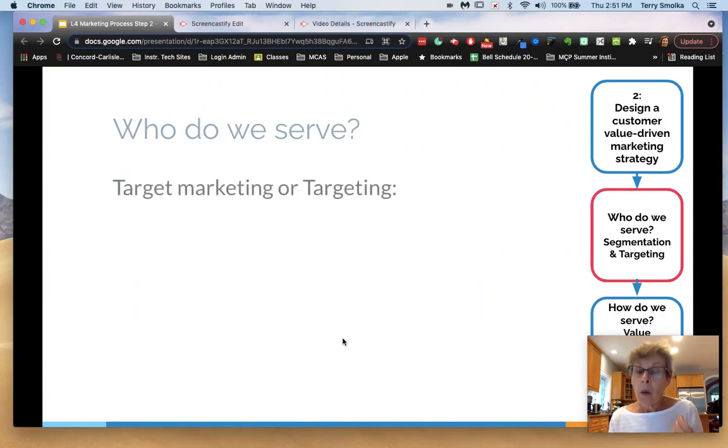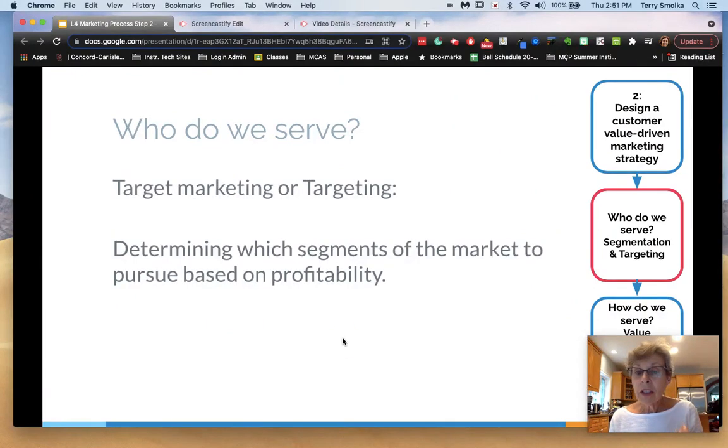So when we talk about target marketing, or targeting, that's simply determining which segments of the market to pursue based on profitability. One segment of the market might not be profitable for you because the customers' wants and needs in that segment don't match well with your products or services. It could be that it's so small that it doesn't make sense for you to target them. So that's the process that we're going to go through, where we're going to segment the market, which means divide it up, and then target those segments that make sense.